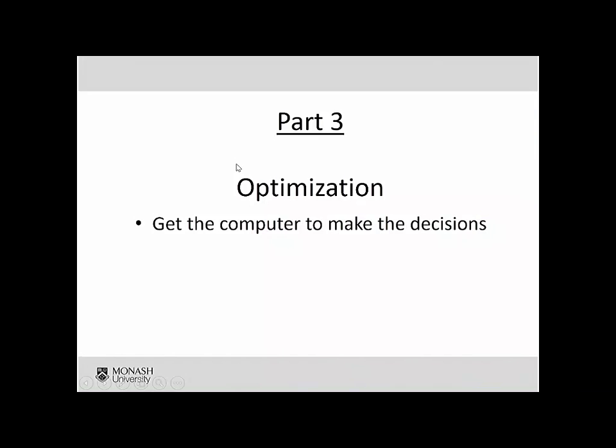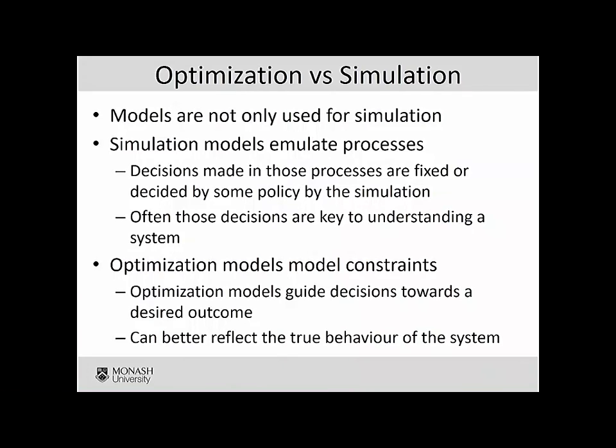All right, so let's talk about optimisation briefly. In a simulation, you basically have to make the decisions that are happening in that simulation. Models, remember, are not just for simulation. A simulation model says, here's something which we think is working, and let's follow it through. But typically, if we have to make decisions within those processes, they're fixed or decided by some policy. I'll give an example in a moment. Sometimes that really gives you a really bad simulation, because you have to make decisions about what's happening.